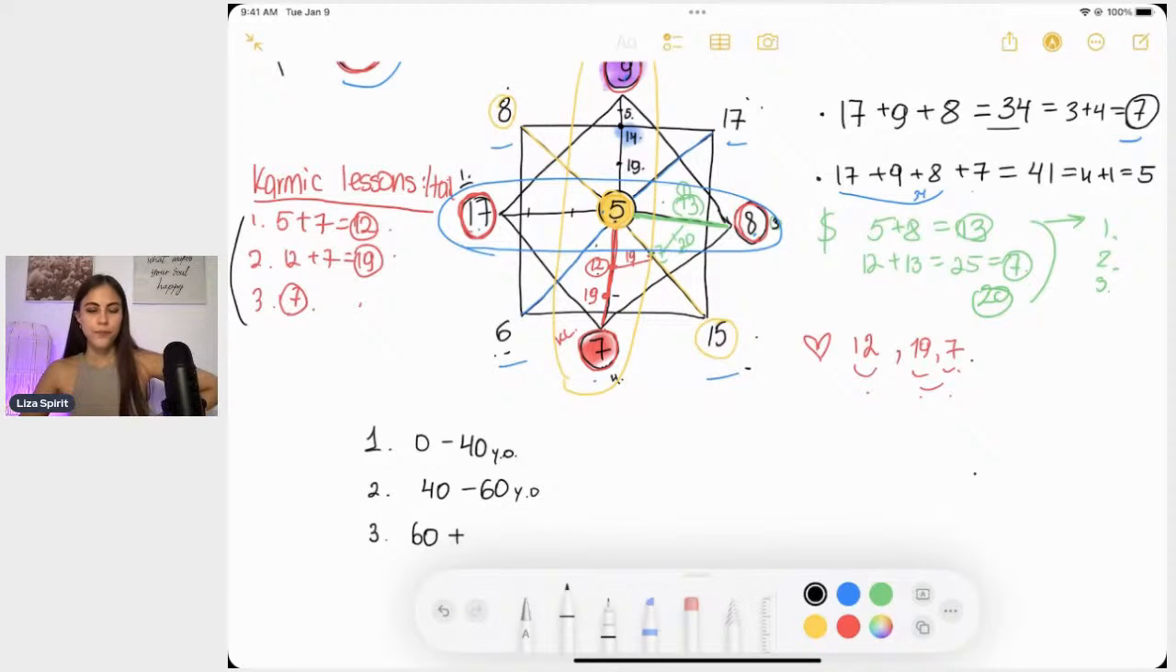The first one is, as I said, we need to use this line. So what I do, I take 17, my day of birth, and I take the year. We have 8. 17 plus 8 is 25. 2 plus 5, 7. We get one number.